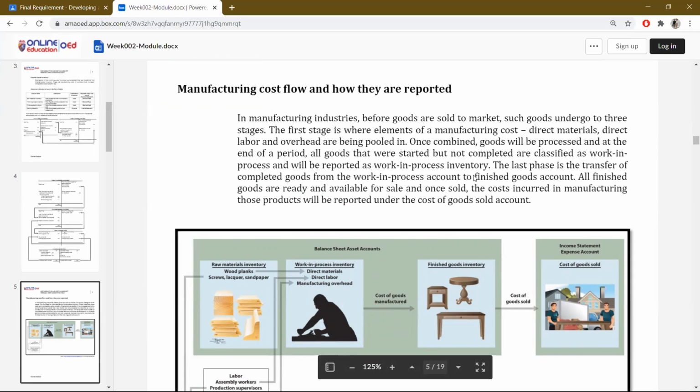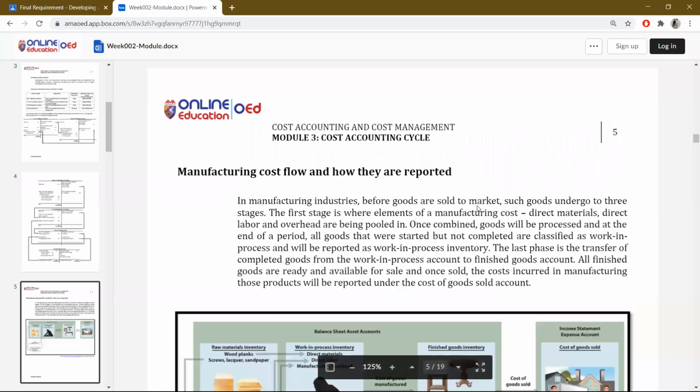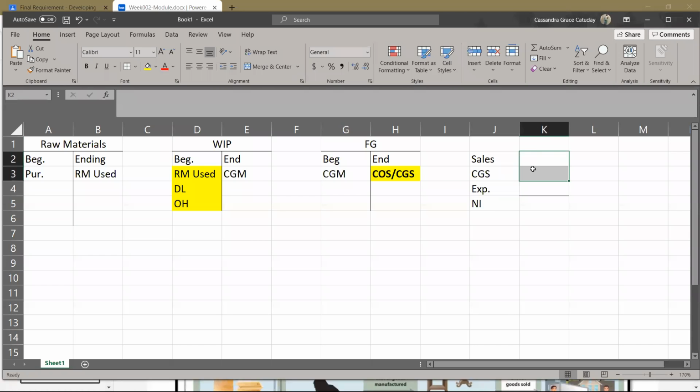Of course, goods that are being processed and are not yet finished are still in work in process inventory. I recalled it so it is easier to remember. The last phase is the transfer of completed goods from the work in process account to finished goods account. All finished goods are ready and available for sale, and once sold, the cost incurred in manufacturing those products will be reported under the cost of goods sold account. It is the same as what I did earlier, sales minus cost of goods sold. That's it. Okay.